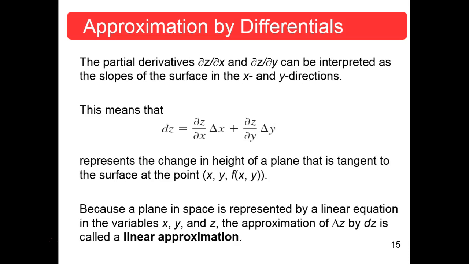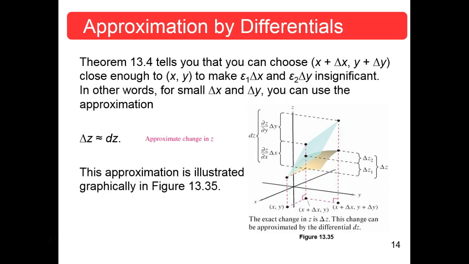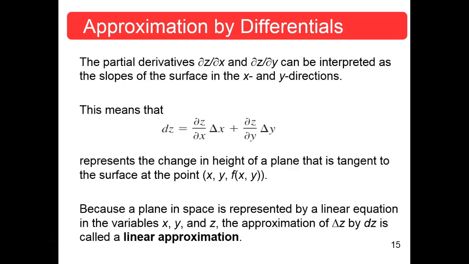That means that dz, the differential in z, is partial z with respect to x delta x plus partial z with respect to y delta y, which you saw by adding these two. This is partial z with respect to x delta x, that's partial z with respect to y delta y. Add those two together, that gives you your dz. So that's where that equation comes from. That represents the change in height of the plane that is tangent to the point at x, y, f of x, y. That's why I kept calling it a plane. It looked like a plane, it was a plane.